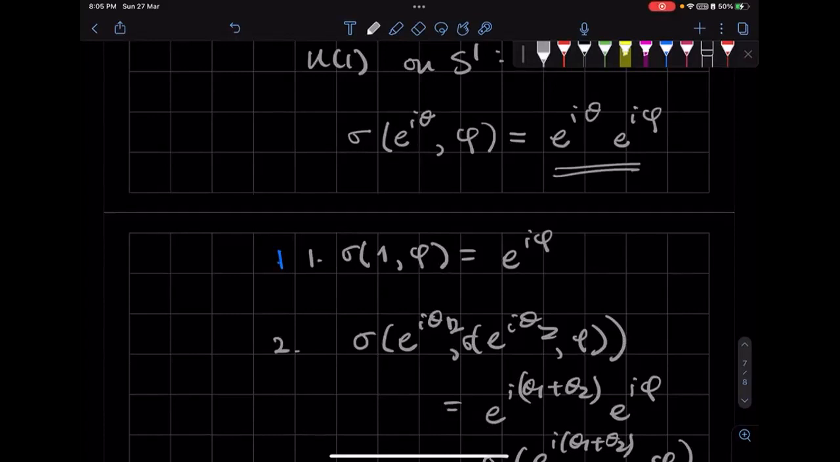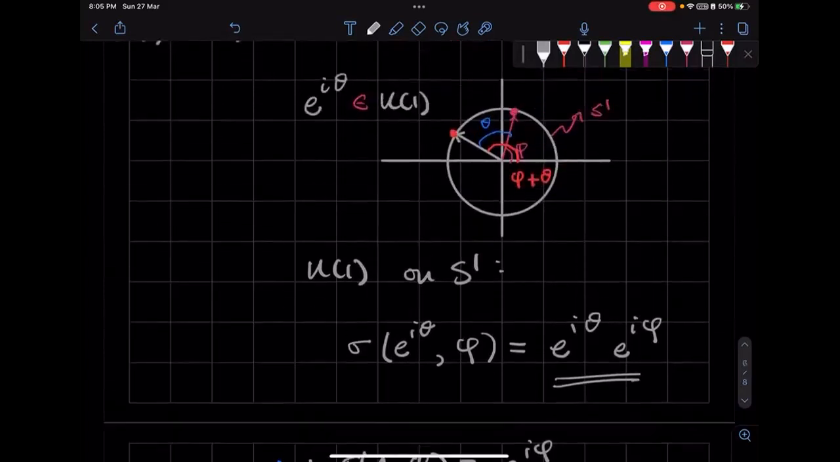Okay, got it. But the point that I want to make is that any point on the circle can be reached from any other point by some element of U1. Therefore, this action is transitive. So this is essentially the U1 version of what Farhan just said about the real line. This is basically the same, but here we just have it as a circle.